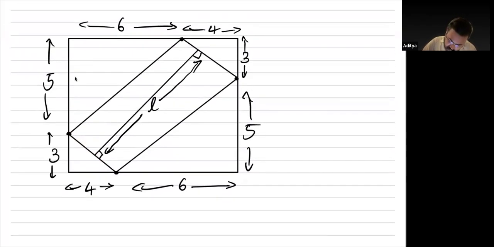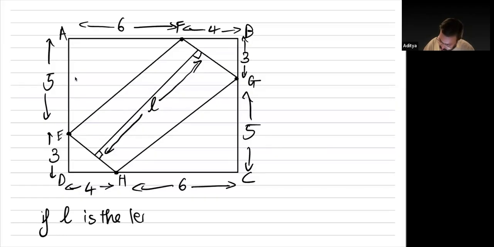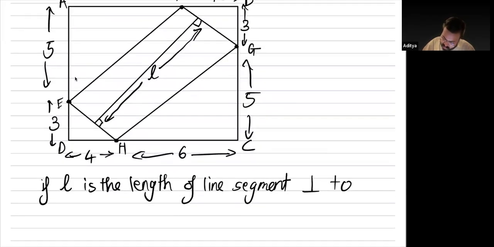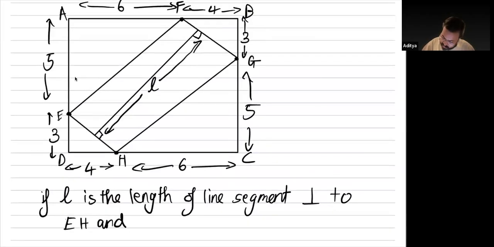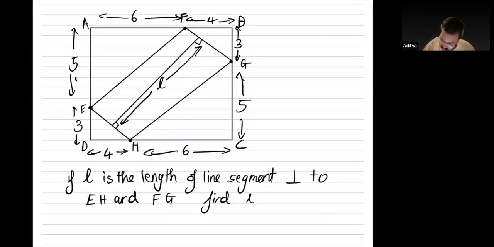I'll name the vertices of our rectangle and these points: A, B, C, D, E, F, G, H. If L is the length of the line segment perpendicular to EH and FG, find L. ABCD is a rectangle.